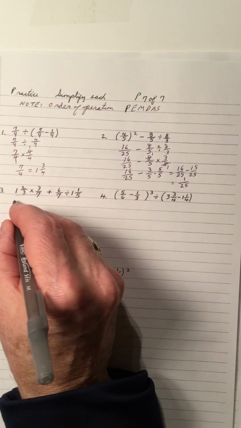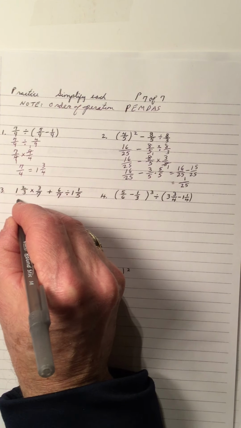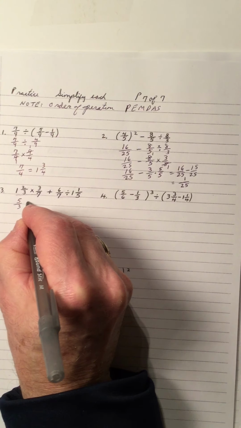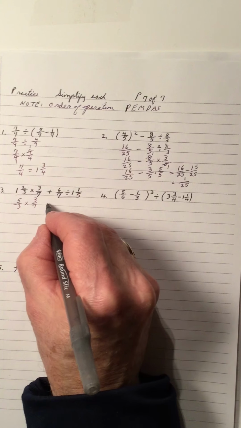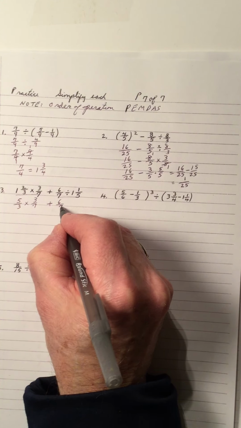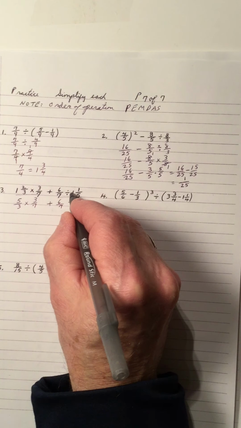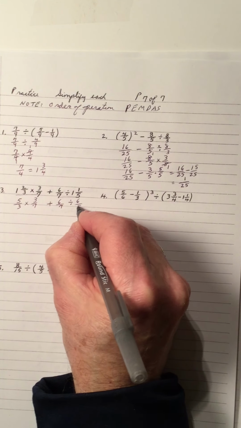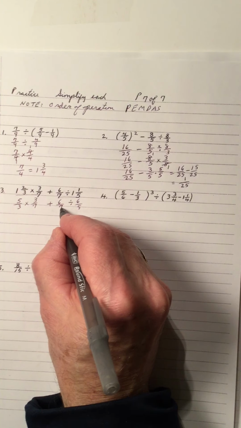But before I do, I have to change my mixed numerals to improper fractions. 1 times 3 plus 2 is 5 over 3. And I have a mixed numeral here, so I change that. Because I'm multiplying and dividing, change your mixed numerals first. 1 times 5 plus 1 is 6 over 5. Now, I have to multiply, I have a division here.